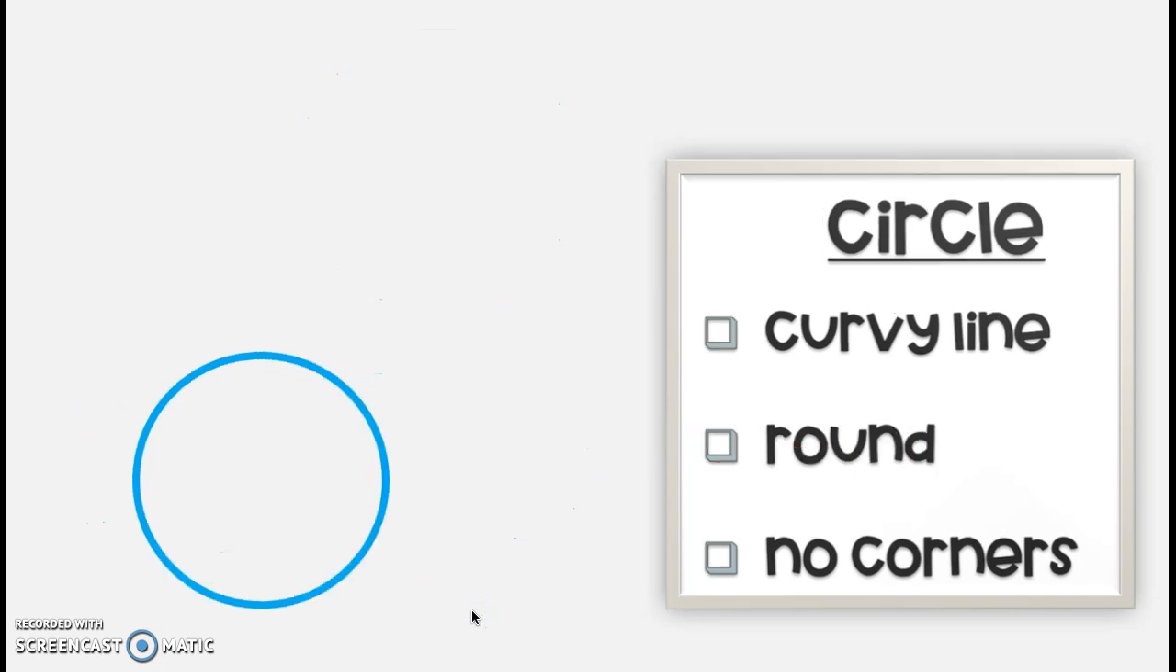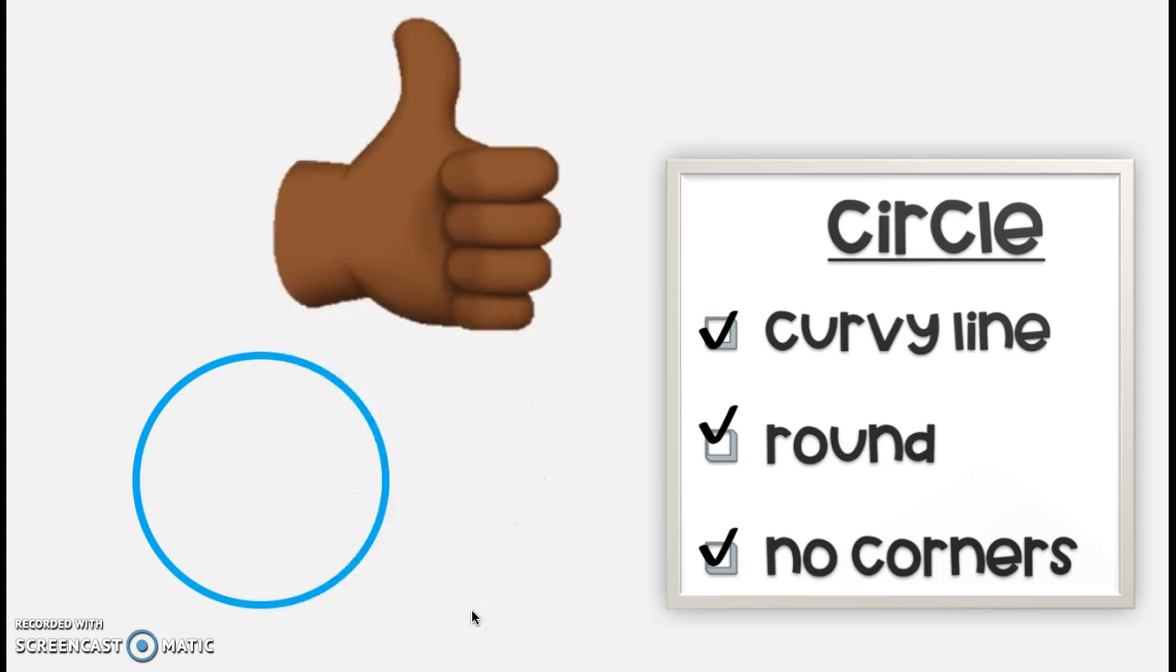All right, so what about this shape? Let's use our checklist. Does it have a curvy line? Yes. Check. Is it nice and round? Yes. Oh, check. One more. Does it have any corners? Nope, no corners. Check. So friends, is this a circle? Yes, it is. Yay, we're doing so well.